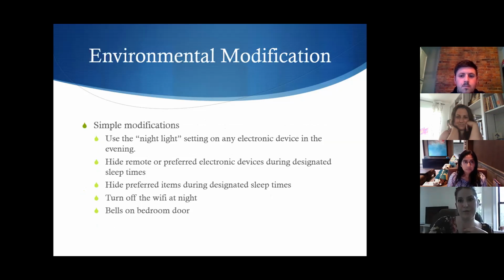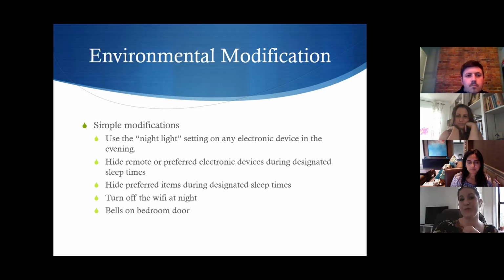So I'm going to talk briefly about some environmental modifications. So just some things that you can do around your home to support healthy sleep routines. These are some very simple ones, such as using this. I actually use this for myself. I use the nightlight setting on all of my electronics a few hours before I usually go to bed. Essentially, it dims the light and makes it easier on the eyes.